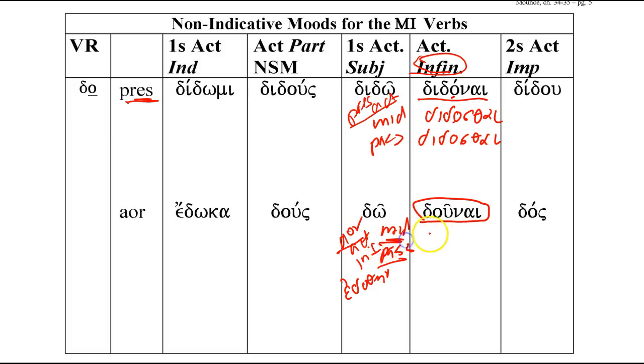The middle form uses the short vowel, so it's dos. So it's dosthai, and the passive form uses a different stem. And I wrote it out here, edothen. So this is the aorist passive principal part. So it's going to be dothenai. So no augments. Dounai, dosthai, dothenai.